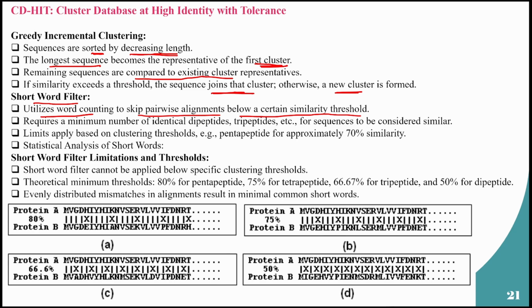If you want to align each sequence with one another, it will take a large amount of time, of course, and a large computational resource, right? So the time and the computational expense will be very high. To mitigate that, CD-HIT uses something called the short word filter. Now, what is the short word filter? Let's say we have just two representative sequences.